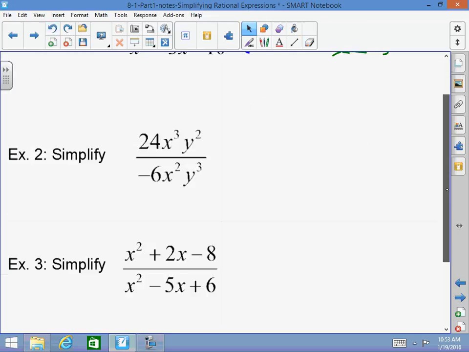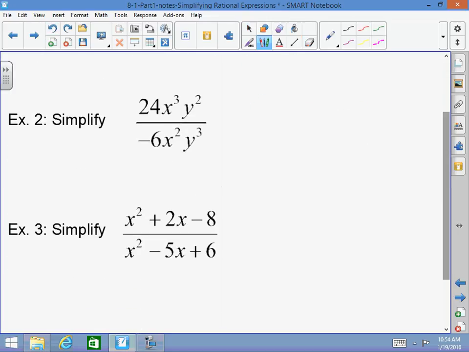Okay, let's move. Let's work with the numbers first. What's 24 divided by negative 6? These are all monomials. This one's easy. Negative 4. Okay, I got x cubed and x squared. 2 from there, 1 from here. Left with an x. Y squared over y cubed. This is old stuff. Get rid of 2 from there, 1 from here. I'm done.